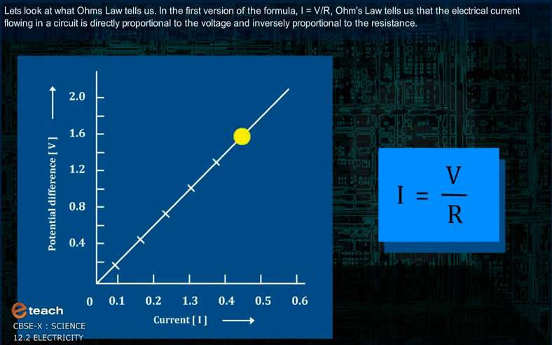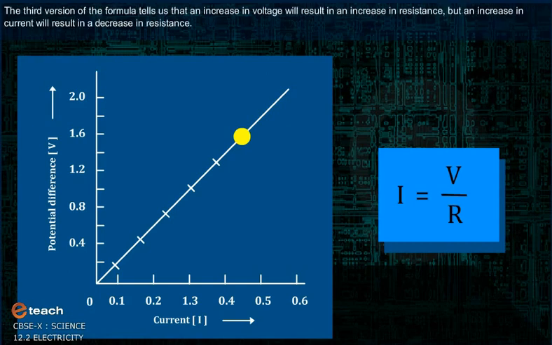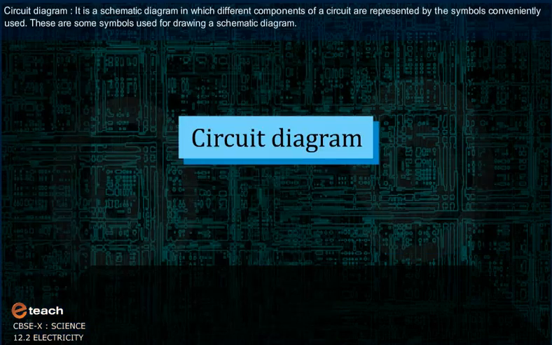Ohm's law tells us that the electric current flowing in a circuit is directly proportional to the voltage and inversely proportional to the resistance. The second version of the formula tells us that if either the current or the resistance is increased in the circuit, the voltage will also have to increase. The third version of the formula tells us that an increase in voltage will result in an increase in resistance, but that an increase in current will result in a decrease in resistance.